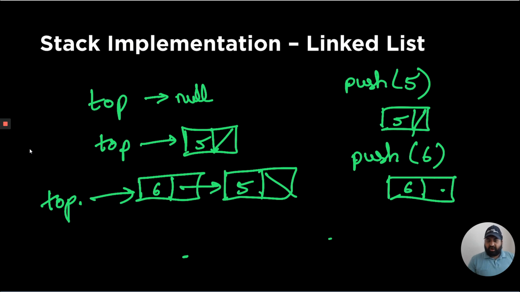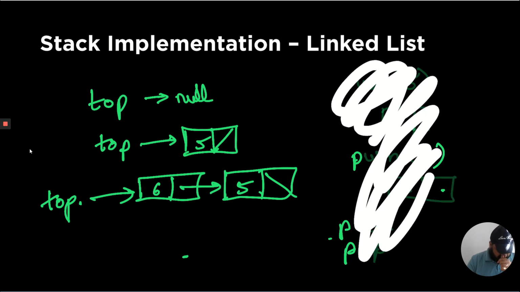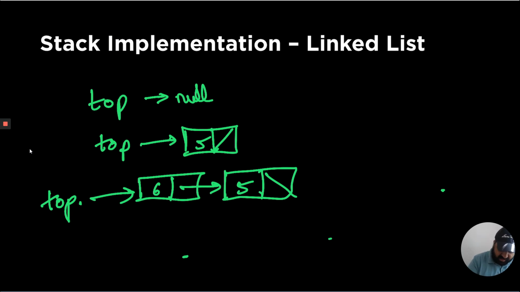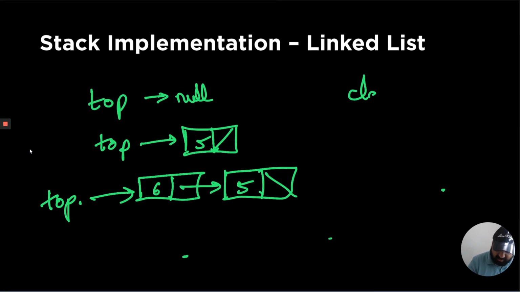Again, the API provided by the linked list is exactly the same: push, pop, empty, as well as the size and the peek operation. And how we can define that in the form of classes is, now instead of having an array, we have a class called stack underscore ll.